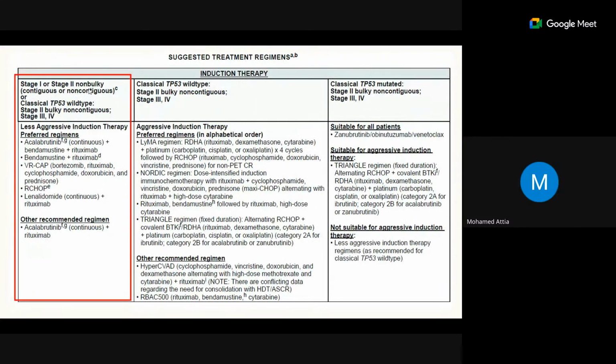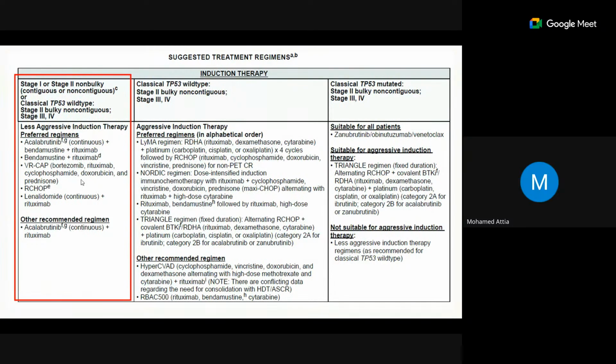So stage 1 or 2 non-bulky, continuous or non-continuous, contagious or non-contagious, I'm sorry, classical TP53 wild type, with stage 2 bulky or stage 3 or 4, you can use less aggressive therapy, like acalabrutinib, bendamustine, rituximab, VR-CAB, R-CHOP, lenalidomide, and rituximab. I think R-CHOP is a good option in these patients. All of us are familiar with it, and you can use it very well.